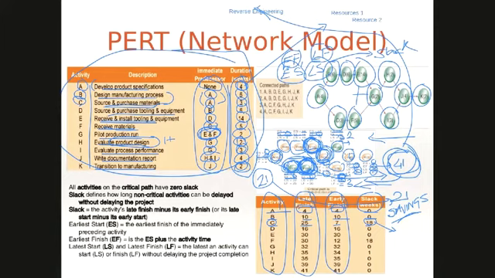D, on the other hand, has 0 slack. E has 0 slack. F has 18 weeks of slack. G has 0 slack. H has 1 week of slack. I has 0 slack. J has 0 slack, and K has 0 slack.